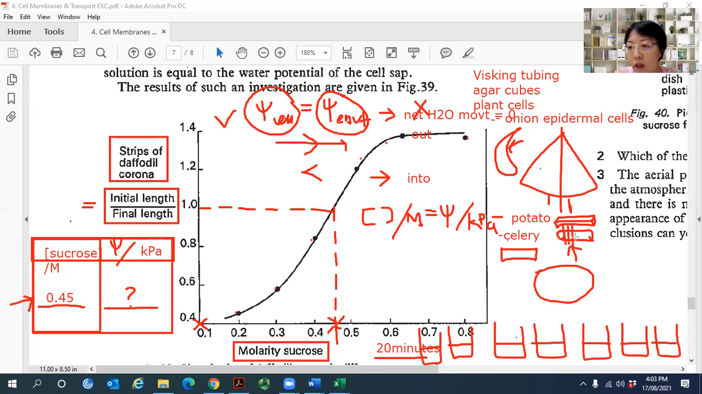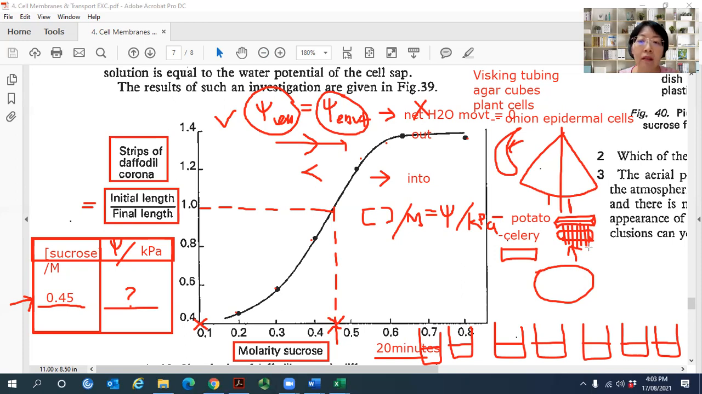So I may cut this potato into, let's say, 10 discs out of this rod. So when I cut into 10 discs, can you see that immediately I increase the surface area to volume ratio of this potato rod already? So therefore, the rate of osmosis will be faster than the original experiment.